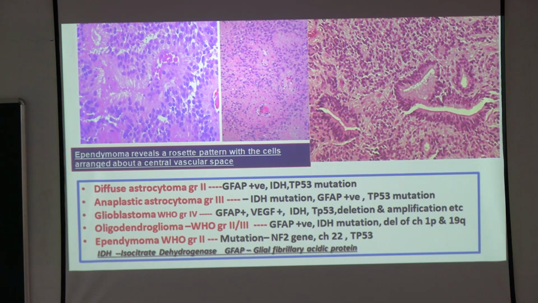As a whole, astrocytic tumors of different types show positivity for different markers, but commonly they are positive for GFAP, the glial fibrillary acidic protein. This you have to remember.